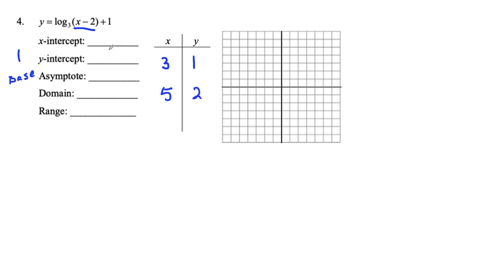All right. Now I'm going to take a look at my asymptote, based on that horizontal shift. So in this case, x equals 2 will be my vertical asymptote. So I'm going to go ahead and sketch that in. I will plot the point (3, 1) and plot the point (5, 2). And I can sketch my graph following along my asymptote through my points, and off it goes.